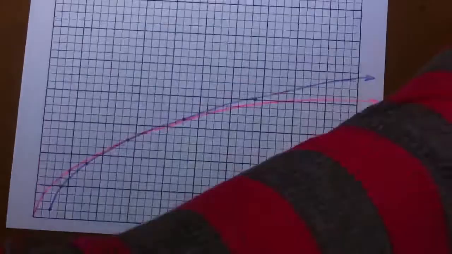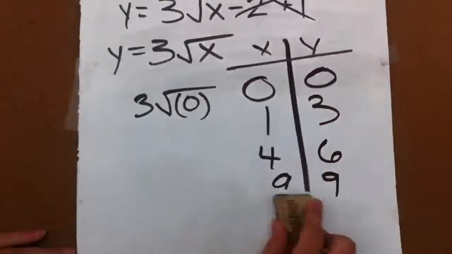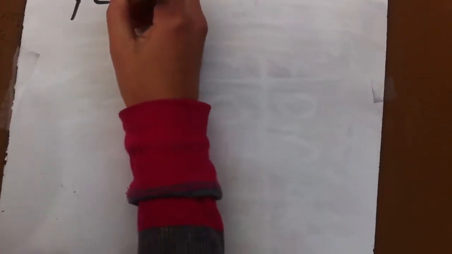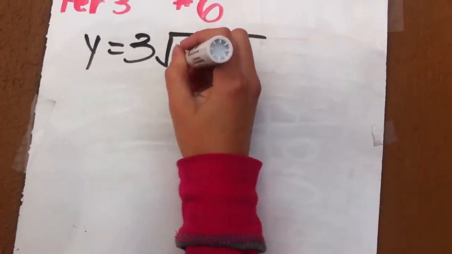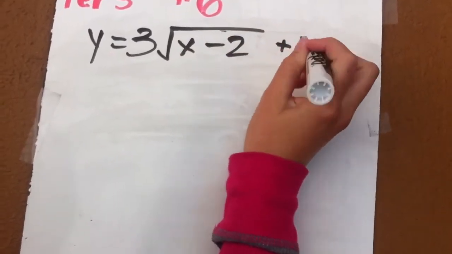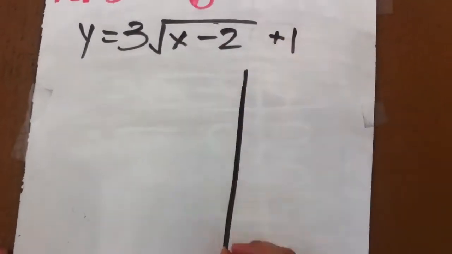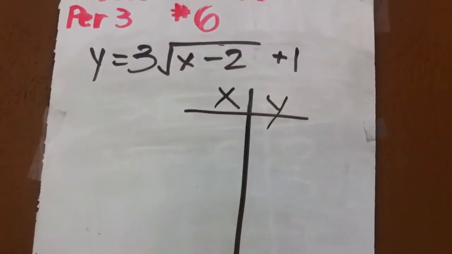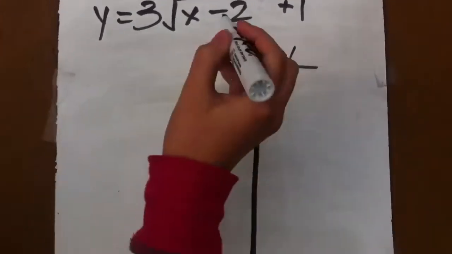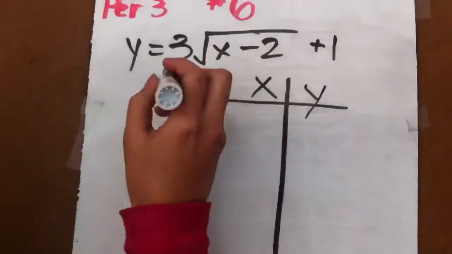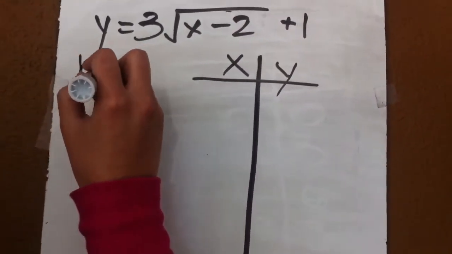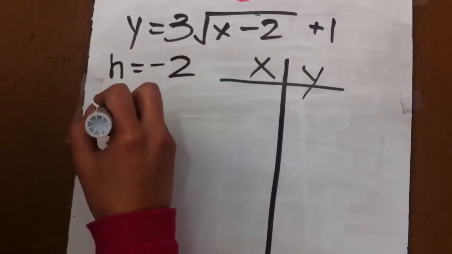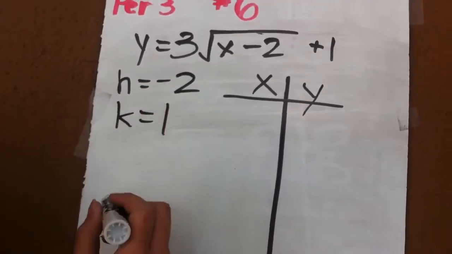And for the next one, okay, we're going to do the whole thing now. So y equals 3 times the square root of x minus 2, plus 1. We make a t-chart for this. And we can find out where it starts by finding the vertex. So h equals negative 2, k equals 1.